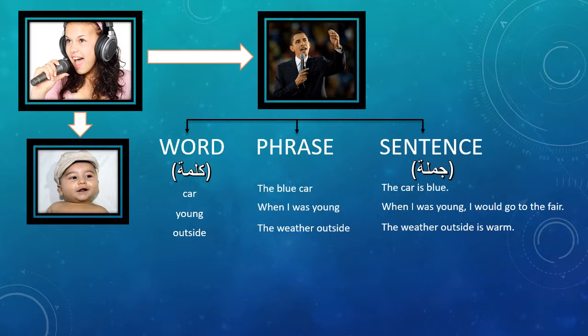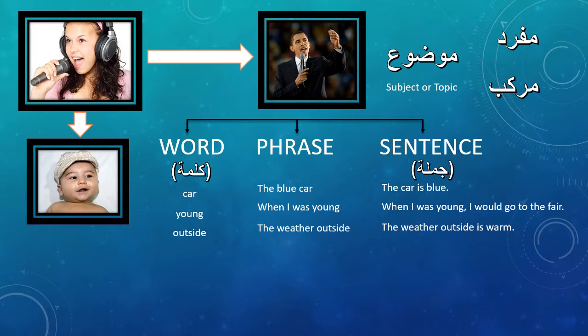Now, when we convey meaning, whether it be a word, a phrase, or a sentence, we call this موضوع. موضوع means subject or topic. A subject is either a single word or a group of words. If it's a single word, we call it مفرد. If it's a group of words, we call it مركب.